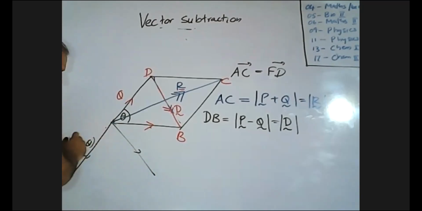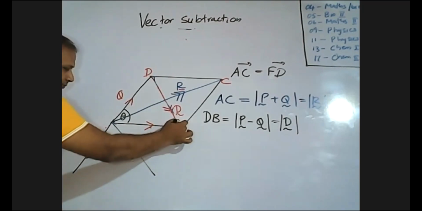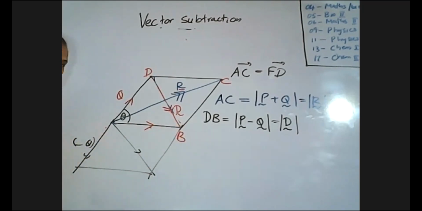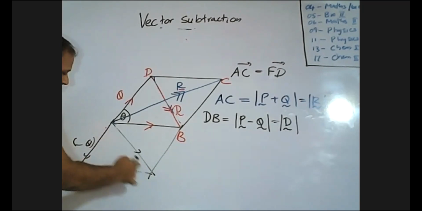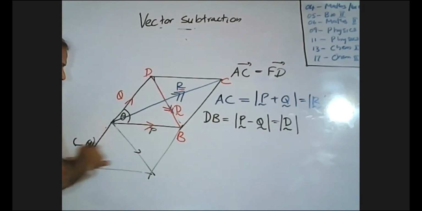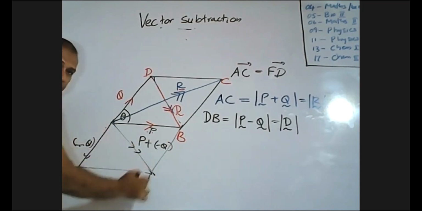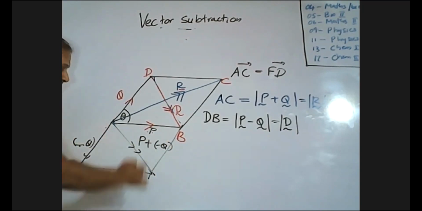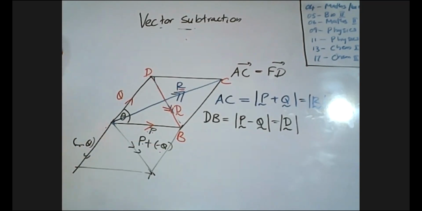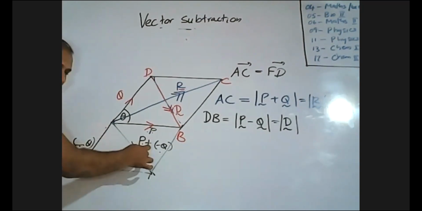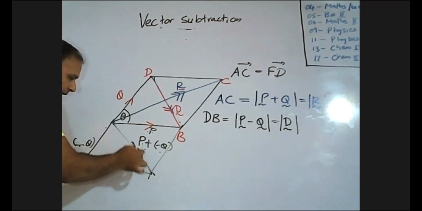This is minus Q. Therefore, this is P, this is minus Q. Therefore, this diagonal represents the addition of plus P and minus Q, no? This is plus P and minus Q. This diagonal represents plus P and minus Q. Okay. Therefore, we have derived this one, no? We have derived this one.